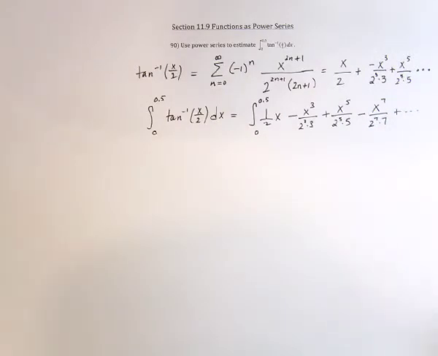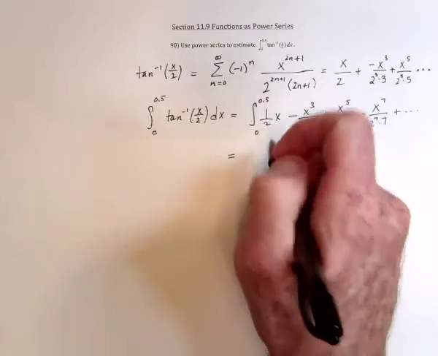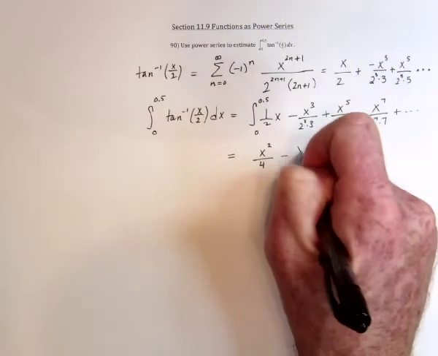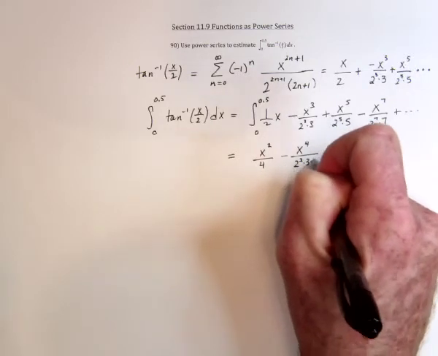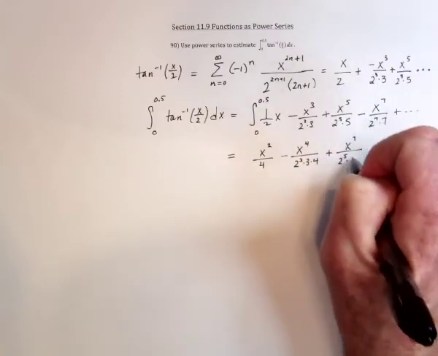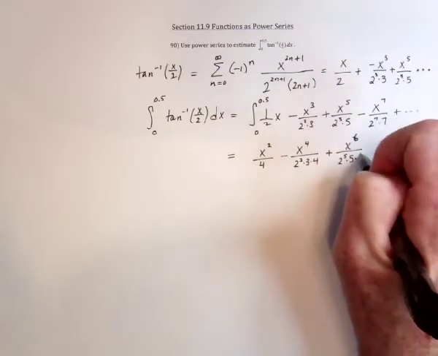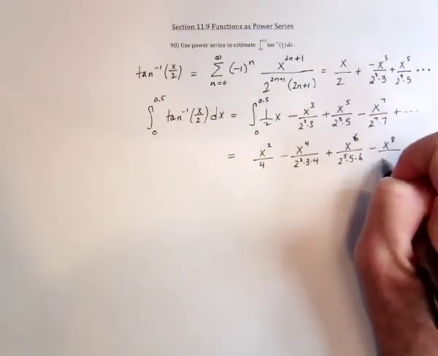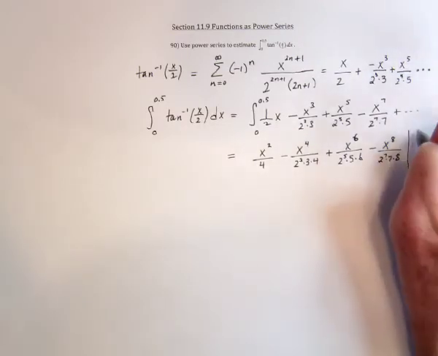So by using just 4 terms, we could get a very good estimate, and then we'll go ahead and do the general integral last. So integrate this, it's going to be x squared over 4, and then minus x to the 4 over 2 to the 3rd times 3 times 4, and plus x to the 6 over 2 to the 5 times 5 times 6. And then this would be x to the 8th over 2 to the 7 times 7 times 8. And then evaluate that from 0 to a half.